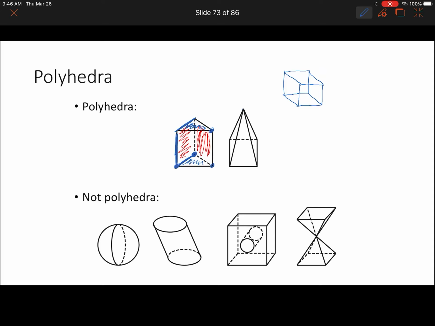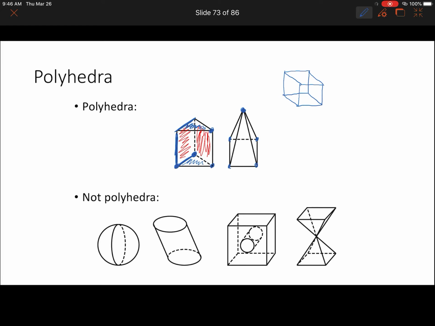The next one is also a polyhedra. It has triangles as the sides and a rectangle or some kind of quadrilateral as the base. And then it has a vertex here at the top. We'll name that one in just a minute. And of course you have vertices here at the bottom as well. You can see all of those.